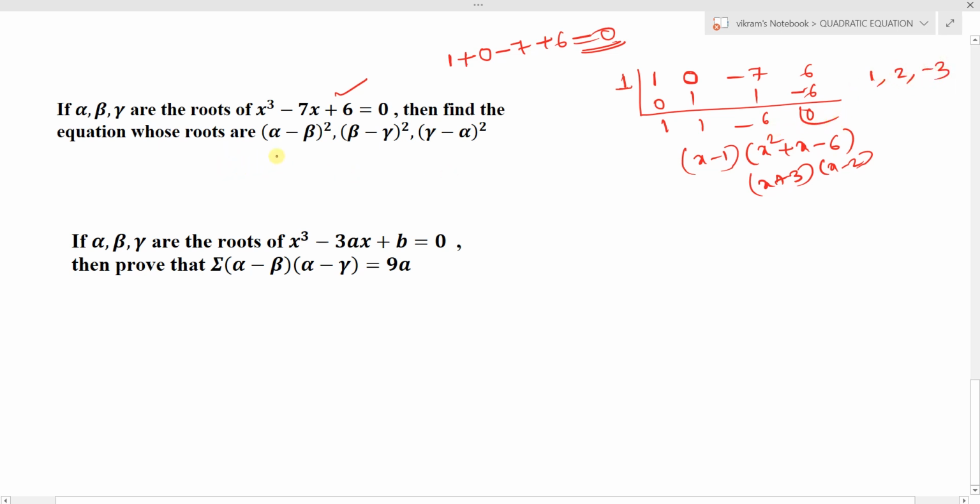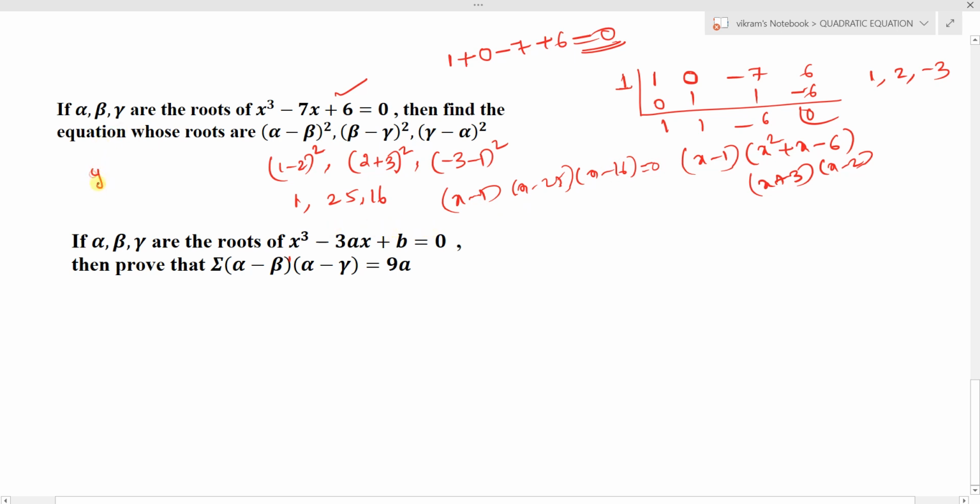Then find out the relation. 1 minus 2 whole square is one root, 2 plus 3 whole square is another root, and minus 3 minus 1 whole square is another root. Then we obtain the roots 1, 25 and 16. Then the equation having alpha minus beta whole square as roots is x minus 1 into x minus 25 into x minus 16 equal to 0. This is our answer, and try to solve with the other method also.